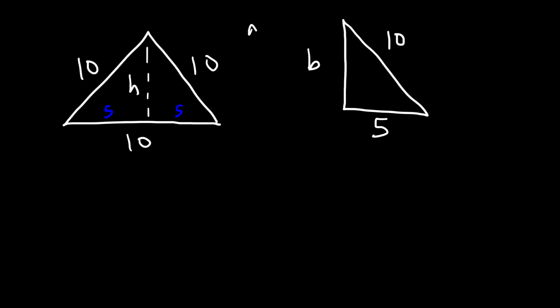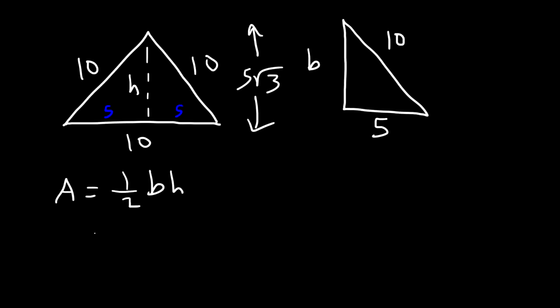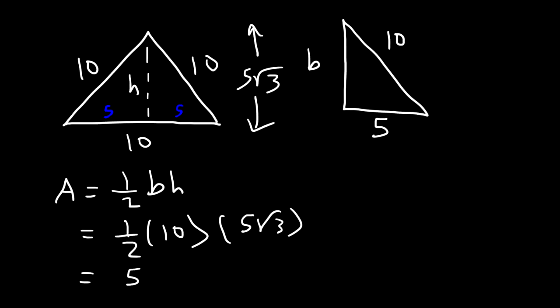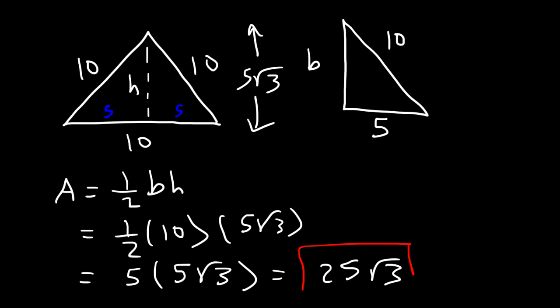So now we have the height of the triangle is 5 root 3. So now we can use this equation. A is equal to 1/2 base times height. So we have a base of 10, a height of 5 root 3. Half of 10 is 5, and 5 times 5 is 25. So the area is 25 square root 3. Now that's one way to get the answer. There is another way.